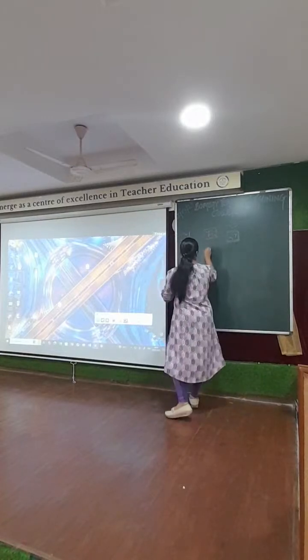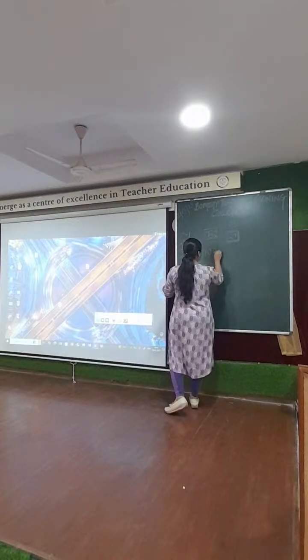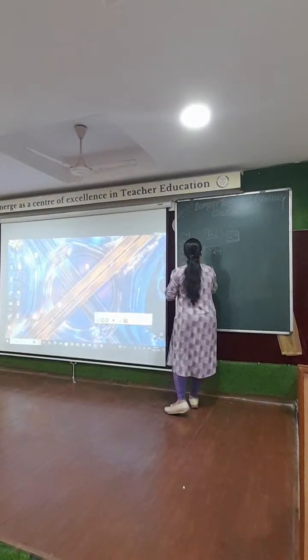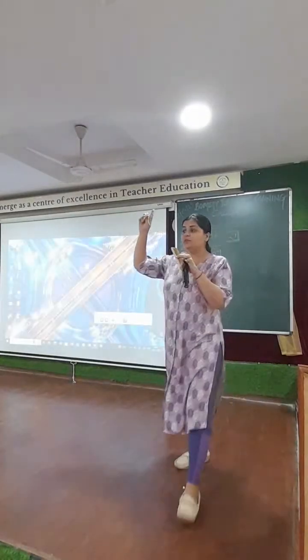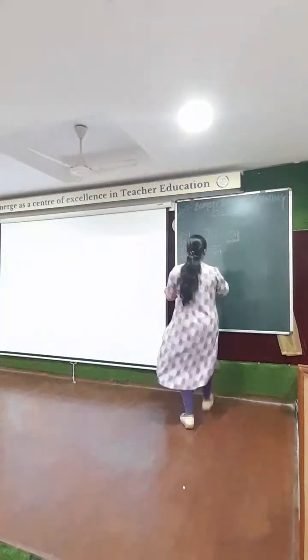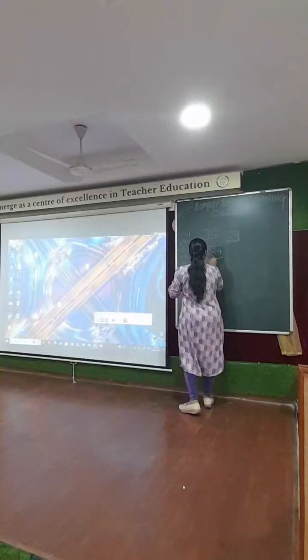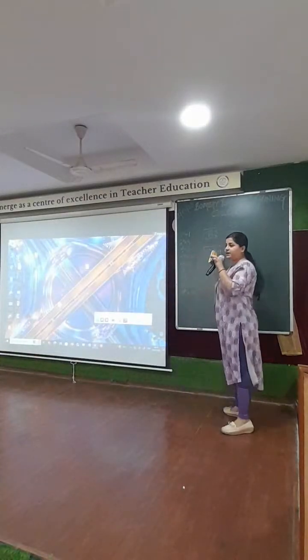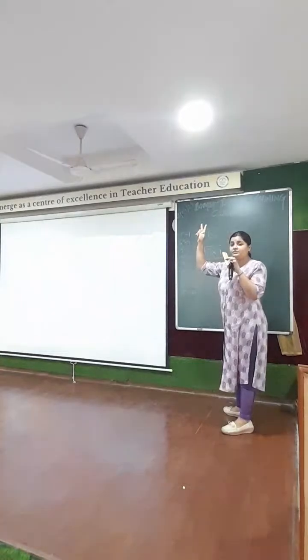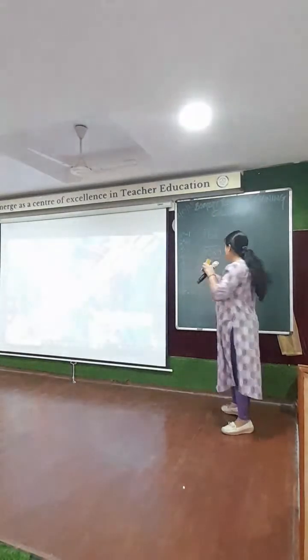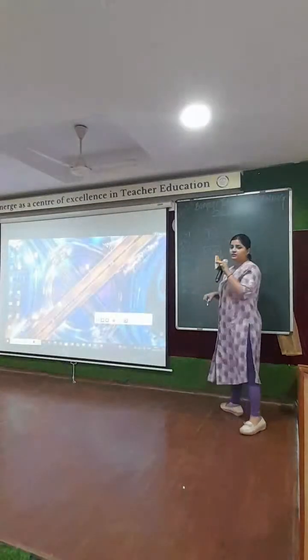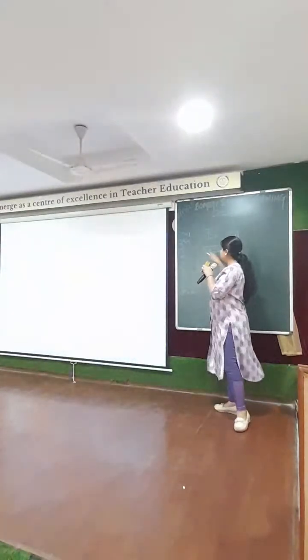1024. Okay. Let's take 1024 and we have to find the square root of this number. So our first step was grouping. So we have grouped our number. Now the second step is the unit place. We have to see the unit place of this number. What is it? 4.